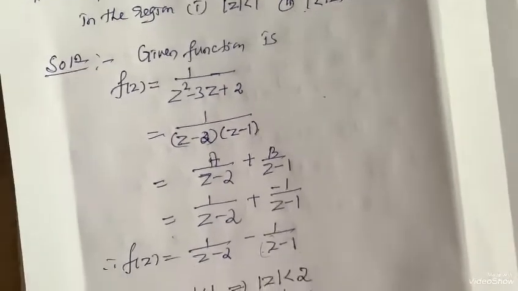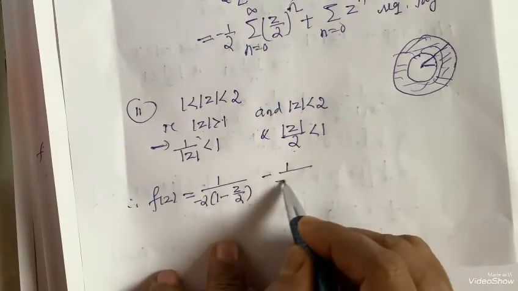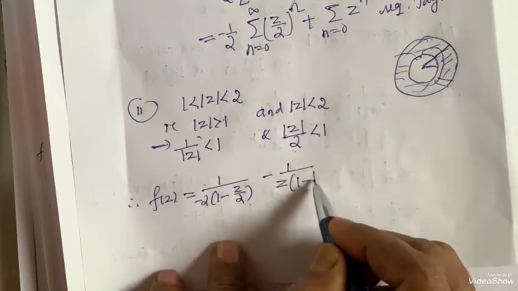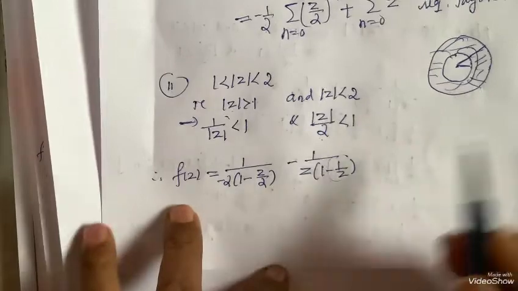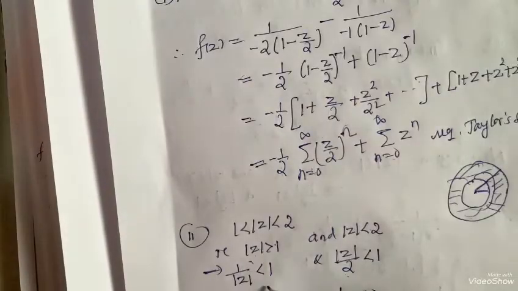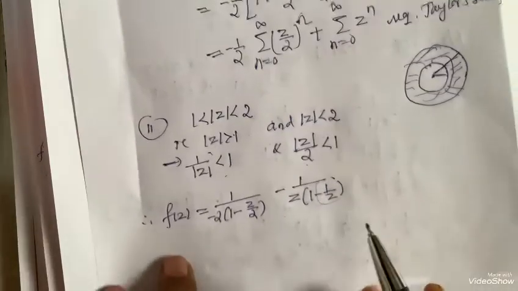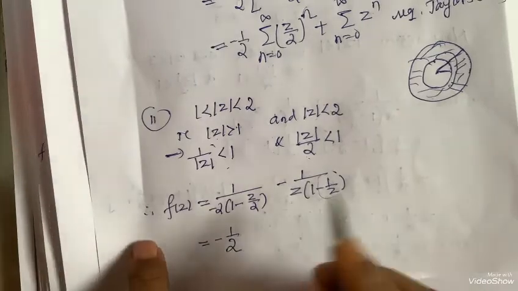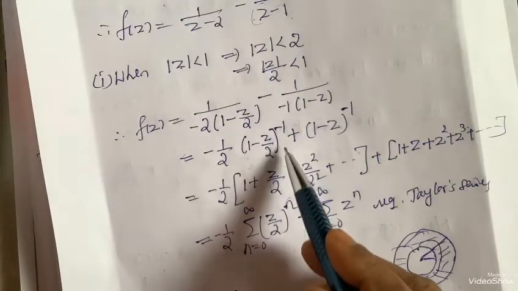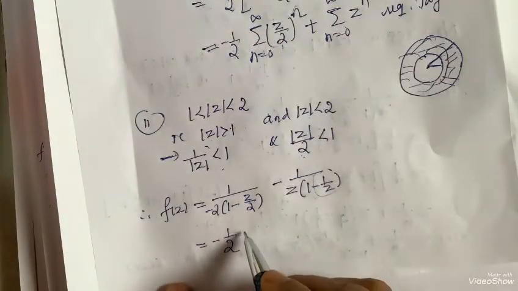So 1 by z is already less than 1. Therefore you have to write minus of 1 upon z, you bring it outside, 1 minus 1 by z. Why? Because mod of this is already less than 1 for this reason. Therefore it depends on the reason here. So this is equal to minus 1 by 2, and already I have done this in the previous case. This is summation of z by 2 raised to n.